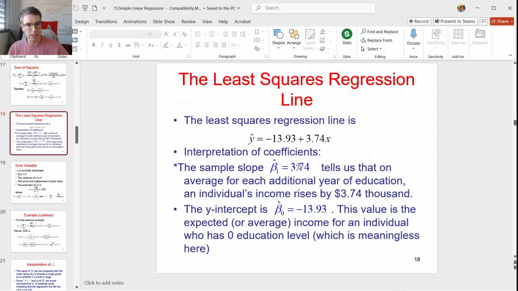The sample slope is this. That's our rise over run. It tells us the average for each additional year of education an individual's income rises by $3,740. All right, so that's the way to think about this. For every unit increase in education, a unit increase for education is in ones, it goes up by ones here. We get the multiple increase of $3.74 thousand in income. It doesn't account for everything, of course.